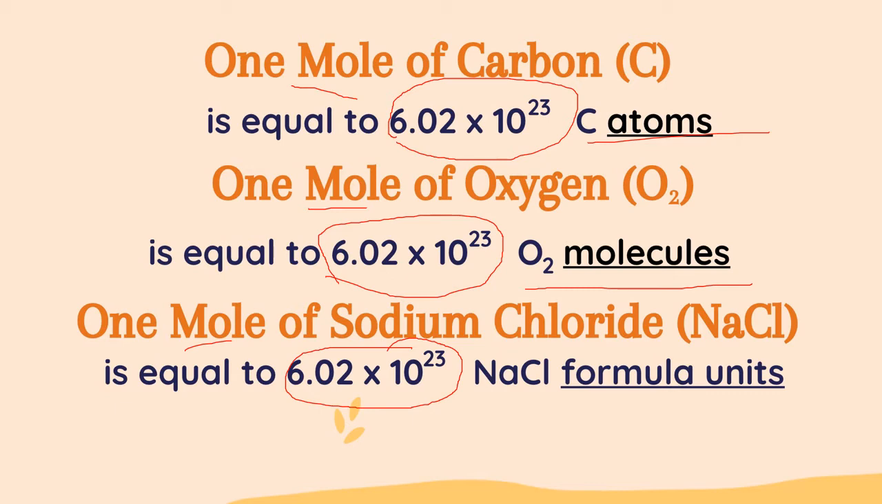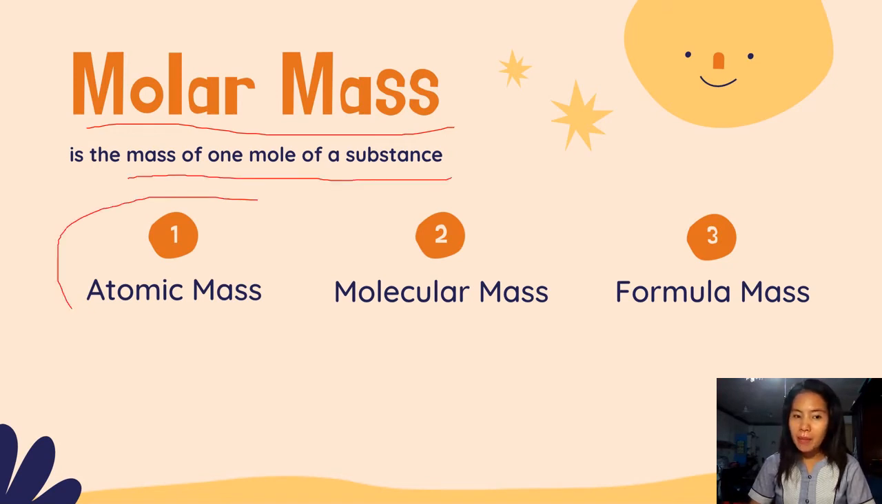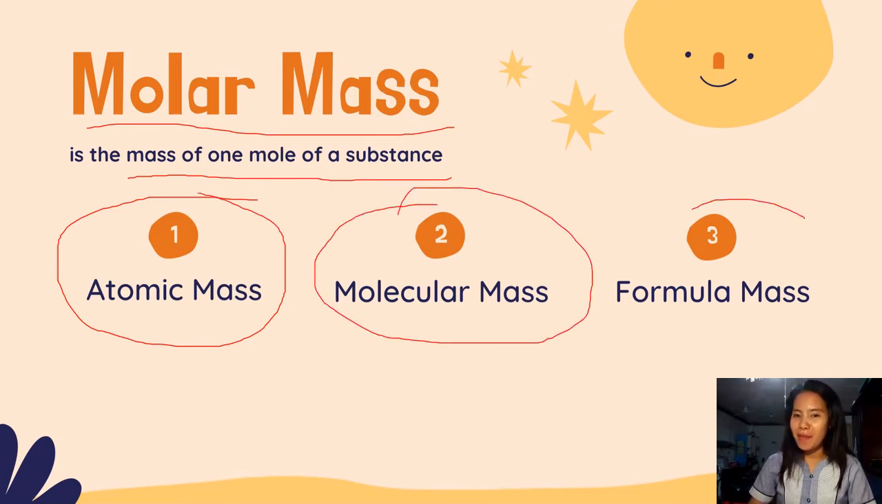Now, how to find the mass of these materials or substances when you cannot count 6.02 times 10 to the 23 particles? How do we get to know the mass of the 6.02 times 10 to the 23 particles? What we have to know is the molar mass. And the molar mass is the mass of 1 mole of a substance. It is related to the atomic mass or the molecular mass or the formula mass. Now we will get to know these 3 masses as we proceed.